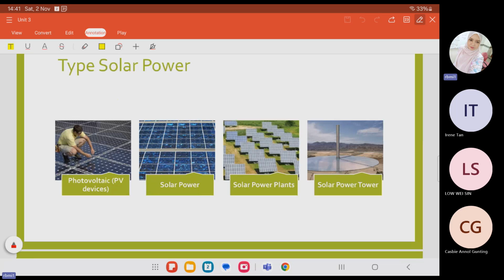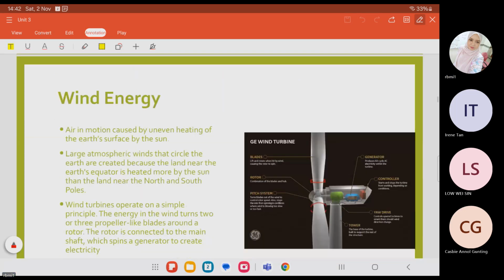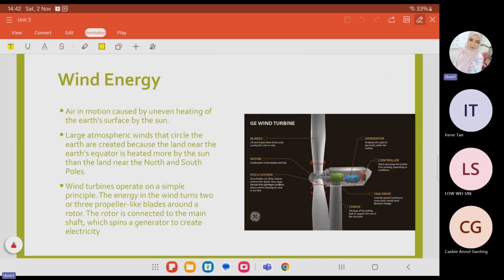Okay, solar power works by converting energy from the sun into power. There are two forms of energy generated from the sun for our use. It can be in terms of electricity and also in terms of heat. Both are generated through the use of solar panels, which range in size from residential rooftops to solar farms stretching over acres of rural land, such as, for example, here, solar power plants. Okay, next one we go for wind energy.